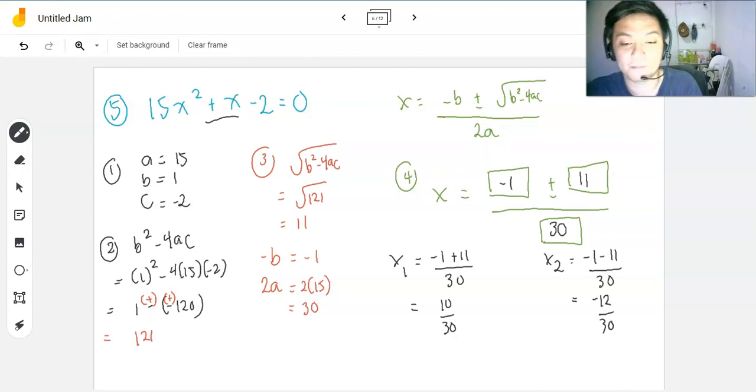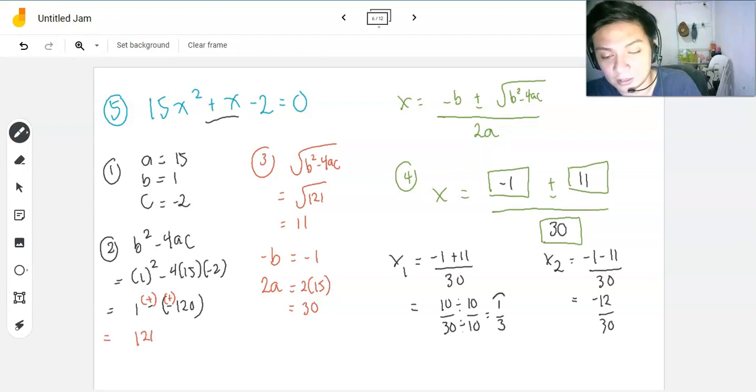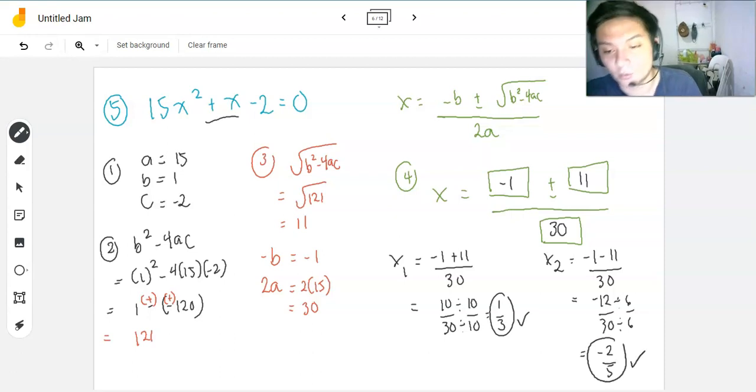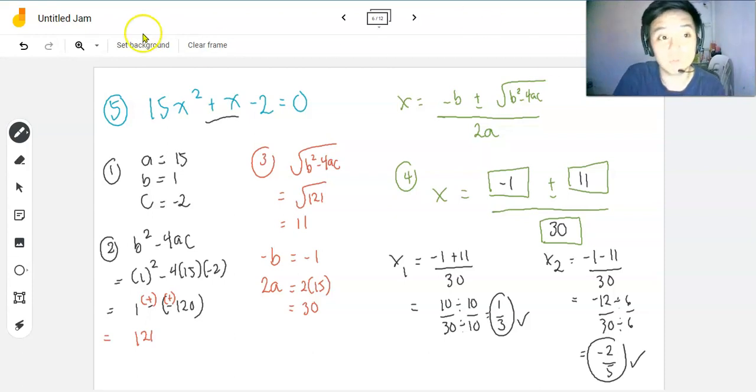Then we will simplify. So, 10 over 30, parehas divisible ang numerator and denominator by 10. So, we'll have 1/3 as the simplest form. Dito naman, negative 12 and 30 are both divisible by 6. So, we'll have negative 2/5. Ayan. So, ibig sabihin, ito yung isang root, ito pa yung isa. 1/3 and negative 2/5. Okay, so let's have another example.